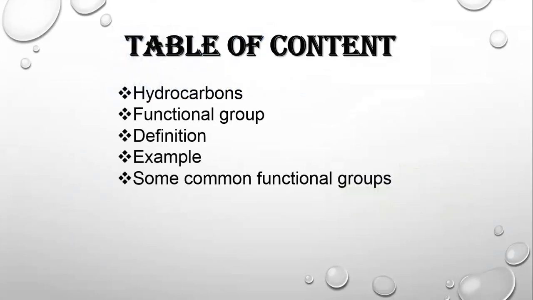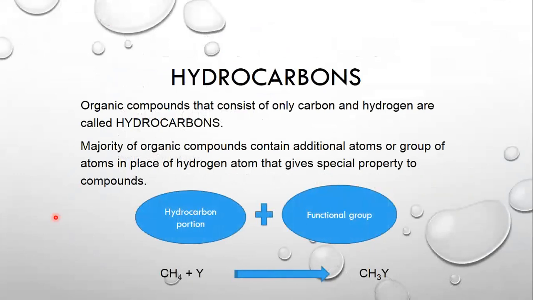Today, the topics under discussion are hydrocarbons, functional groups, their definition, examples, and some common functional groups. Let us start today's lecture. Hydrocarbons. What are hydrocarbons? Organic compounds that consist of only carbon and hydrogen are called hydrocarbons. Means the compound which consists of only hydrogen and carbon is regarded as a hydrocarbon. Basically, this hydrocarbon is derived from hydrogen and carbon.